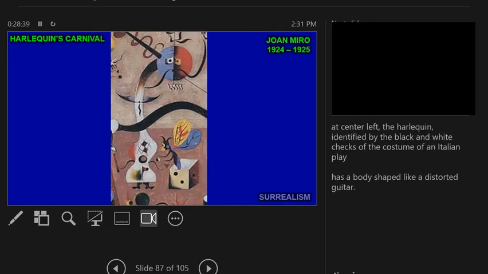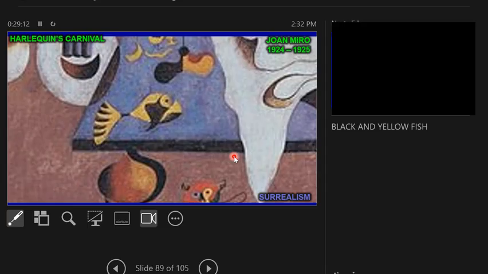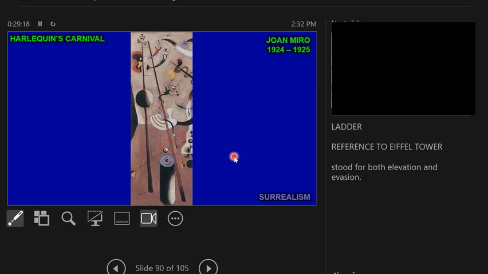All right, so here are some of the things that we see in there. We have this guy that looks like a guitar. He's kind of shaped like a guitar, and he has this checkerboard on there, and that is a reference to Harlequin clowns. In the lower right hand corner, we have this cat-like image, and it almost looks like it's dancing with this other creature over here in the black and white, and they're sharing this string or thread between them. And we have a yellow and black fish on a table, and then we have this ladder that's supposed to be a reference to the Eiffel Tower, which stood for both elevation and evasion.